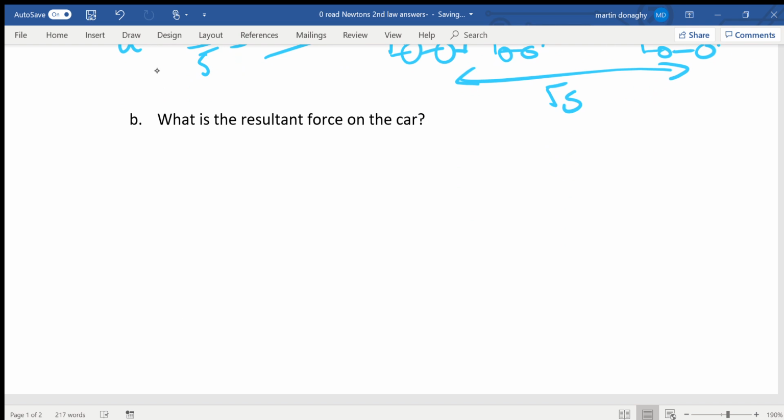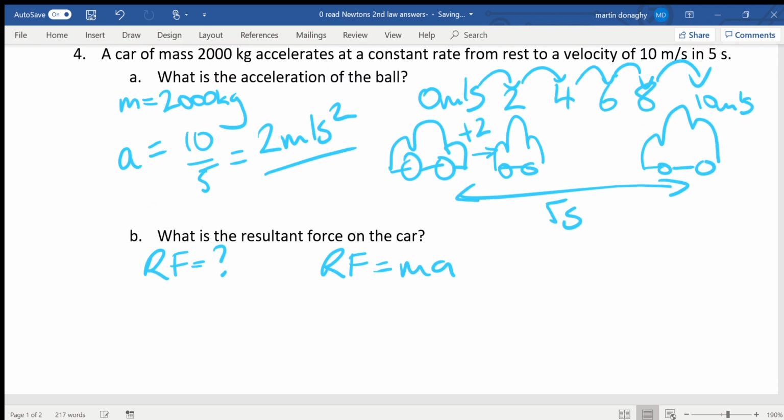Once we know that, we can then work out the resultant force, because resultant force is mass times acceleration. Our mass is 2,000 times the acceleration of 2, which is 4,000 newtons.